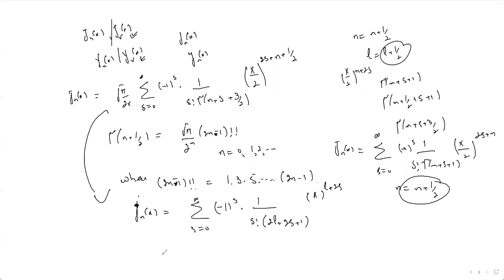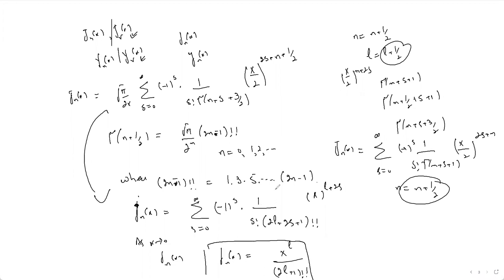Now this jn of x, as x tends to 0, substitute s equal to 0. This will be 0 factorial, s will be 0 here, so jn of x will be x raised to power l, because 2s becomes 0 for s equal to 0, divided by 2l plus 1 double factorial. So this is what we will get for the value of jn of x.